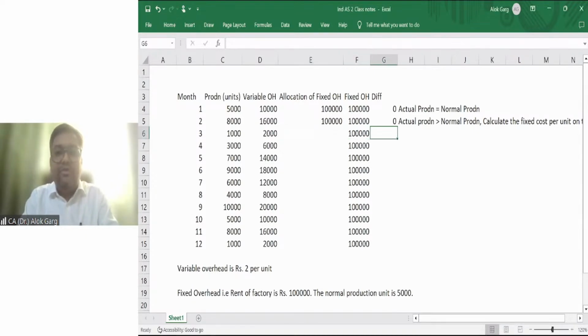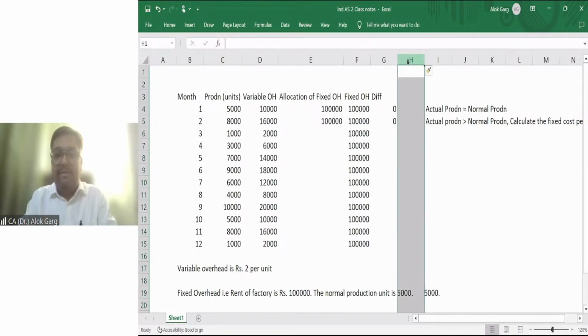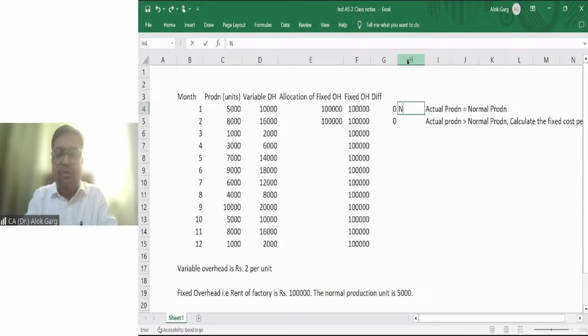Right. Case number one was production equal to normal production. Case two was production greater than normal production. Case number three, 1,000, right? Or if I have to summarize, this is your normal case. This is your extra efficient case. This is your efficiency.